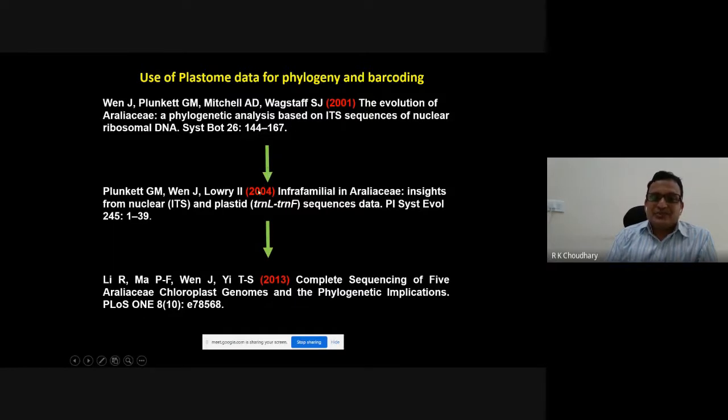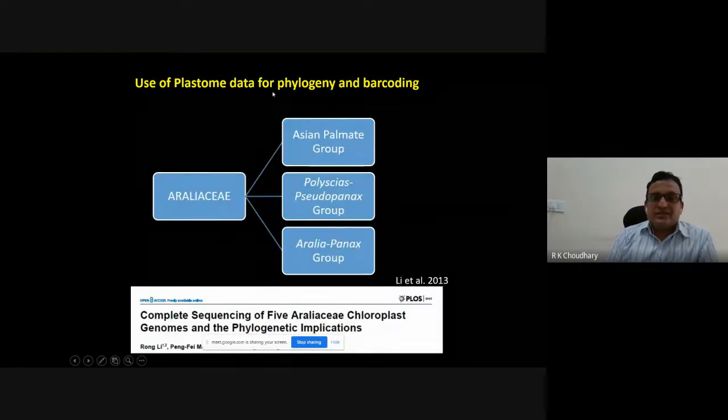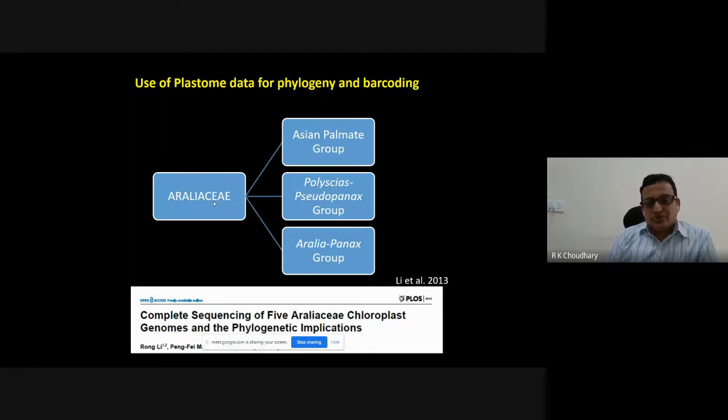If you move further, in 2004 you can see the same lady has published using data sets from ITS as well as chloroplast. So you are improving, upgrading your work, and this work was published in the Plant Systematics and Evolution journal. Then in 2013, the same group published their data in PLOS ONE using the chloroplast genome. So starting from ITS to the chloroplast genome, you can see how the journey has evolved in 10 to 12 years. Using these data sets, they could resolve several complexes in the Araliaceae family using plastome data sets.